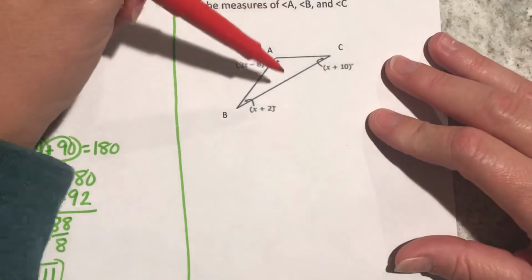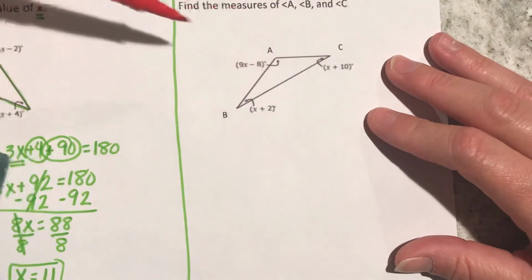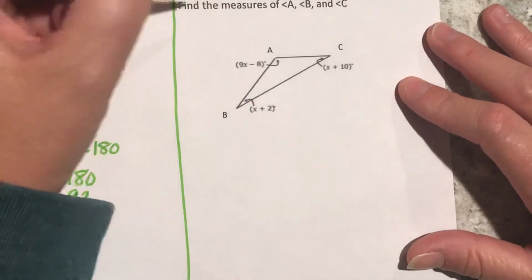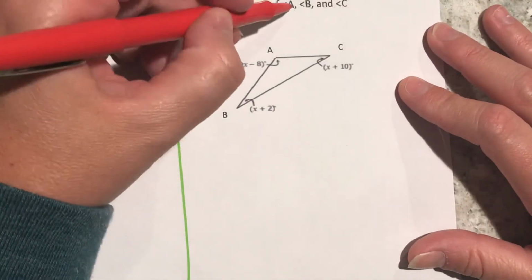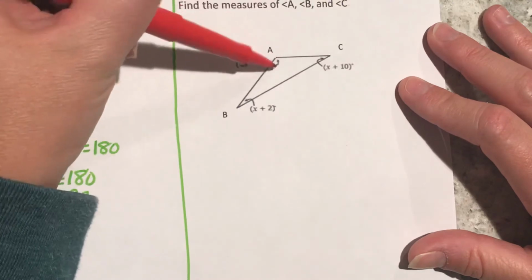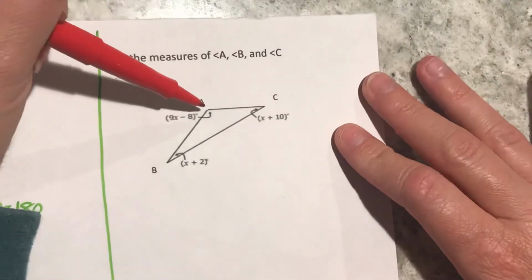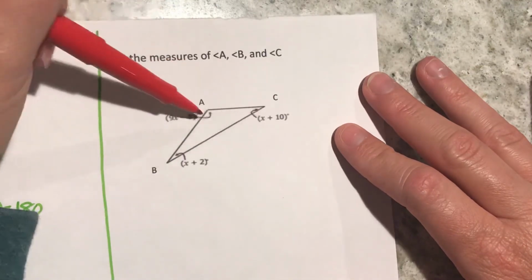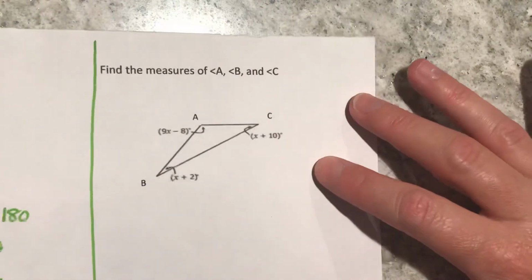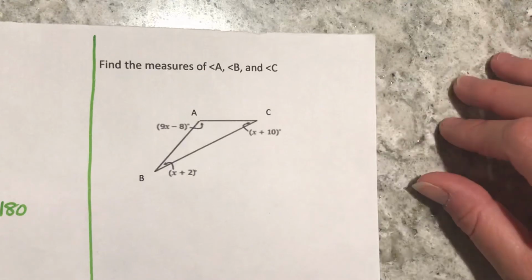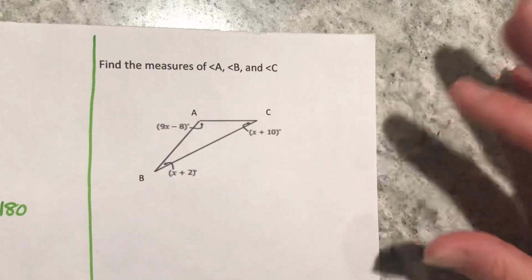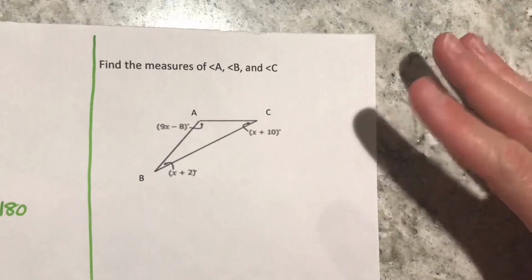So this one, same idea. See, angle, angle, angle. But these directions say that they want you to find the measures of A, B, and C. So when you're done finding X, they want you to actually plug it back in and figure out what these angle measures are, which is kind of nice because it's a way to check yourself, and I'll show you here in a second how you can make sure you did this right.